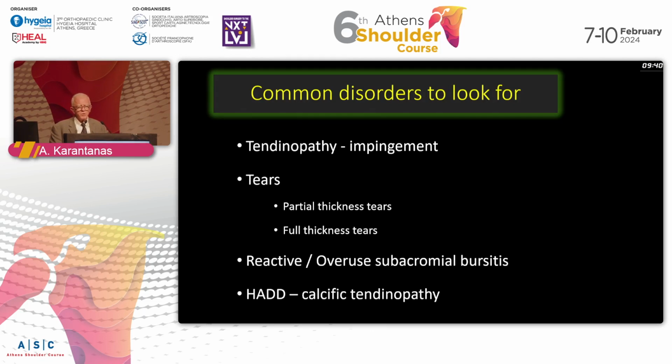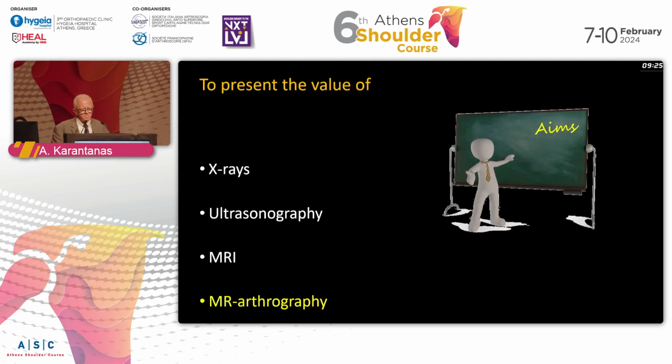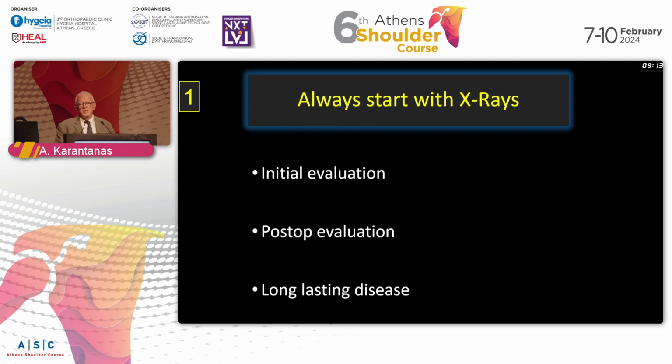The most common disorders that we look for by using imaging include tendinopathy with or without impingement, partial or full thickness tears, reactive or overuse subacromial bursitis, and hydroxyapatite deposition disease. So in the next few minutes, I would like to present the value of plain radiographs, ultrasonography and MRI, and in the end, I will give a couple of comments regarding MR arthrography. So first of all, we start with plain radiographs.